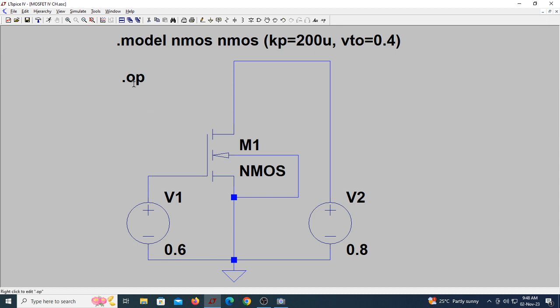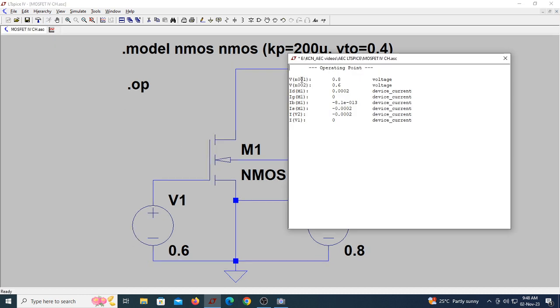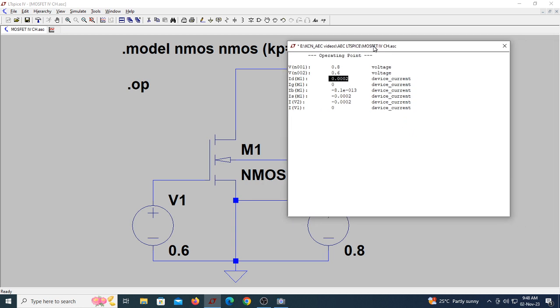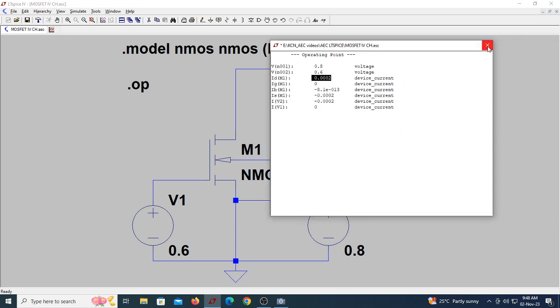Suppose I do dot OP, I will get the DC operating condition, that is the different nodal voltages and the loop currents. If I run this, you can see it lists the nodal voltages at different nodes and the current through different nodes. Looking at this, the drain current happens to be 200 microampere. Since the MOSFET is in saturation, this current is okay. Even if you calculate, you'll get the same thing.